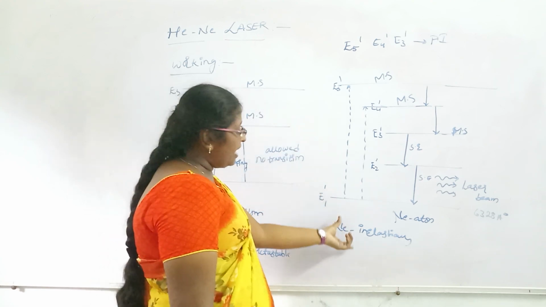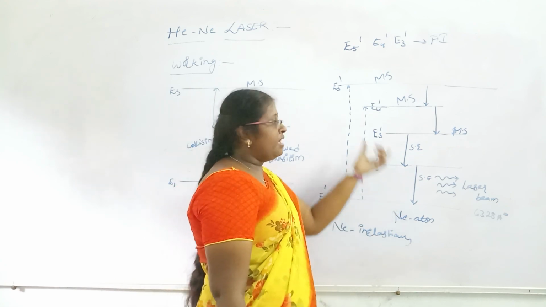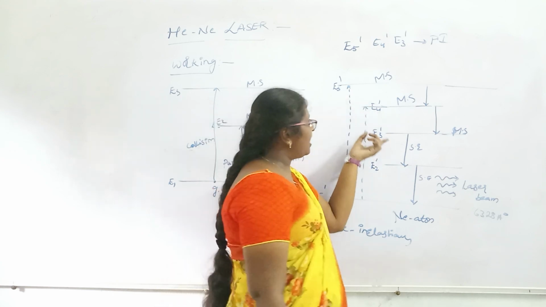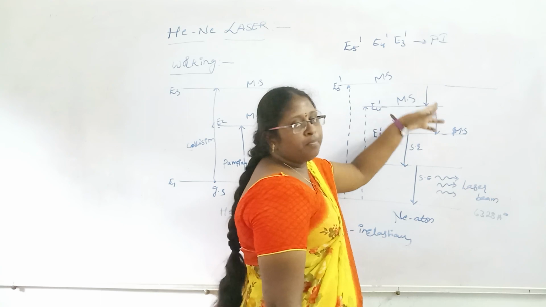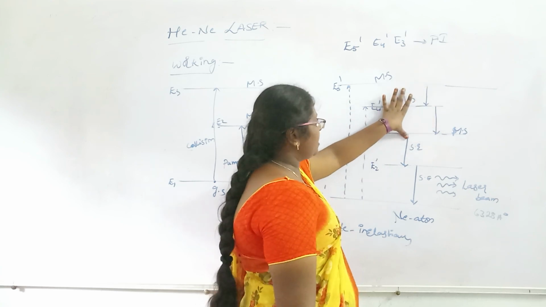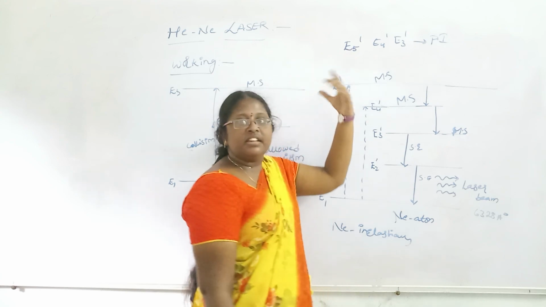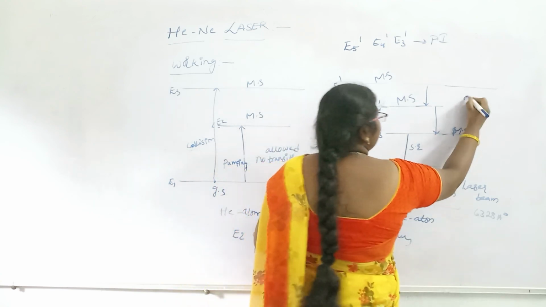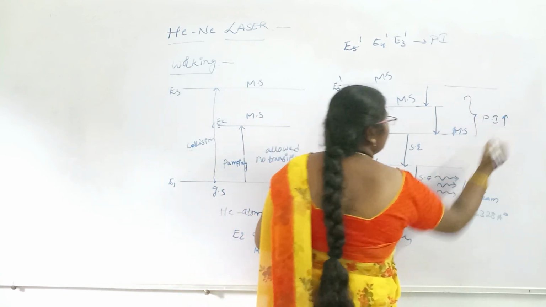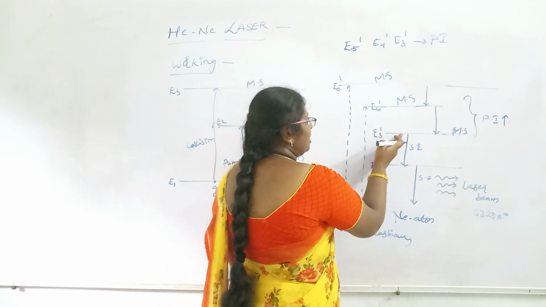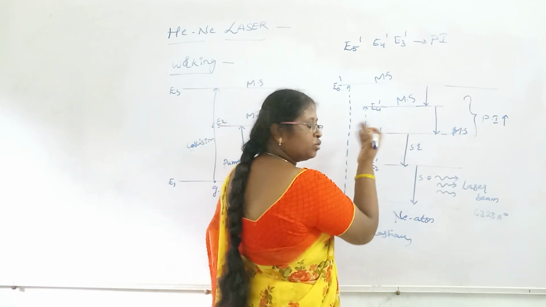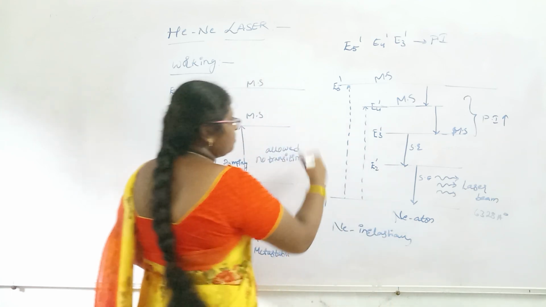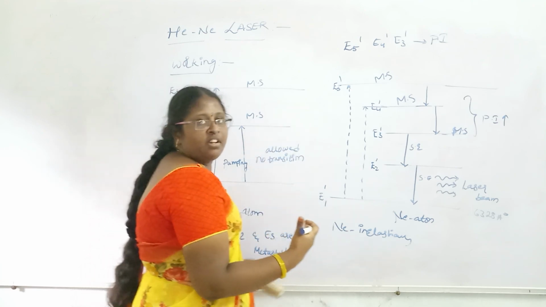The metastable states of helium atoms collide inelastically with the neon atom, and they produce the metastable states E5 dash, E4 dash and E3 dash. These E5 dash, E4 dash and E3 dash are called population inversion states. In these three states the number of atoms will be more than in the ground state of the neon atom. That's why population inversion will be achieved in these three states, and then after collision some atoms will go back to the ground state of the helium atom, and the process will be repeated again and again.